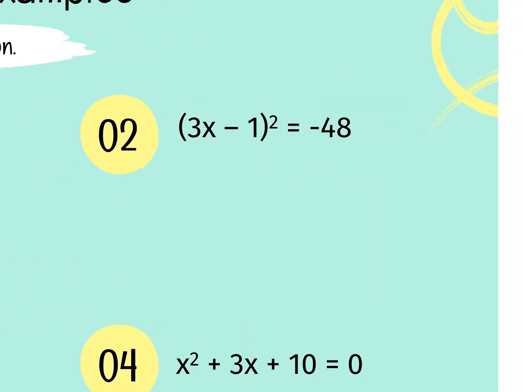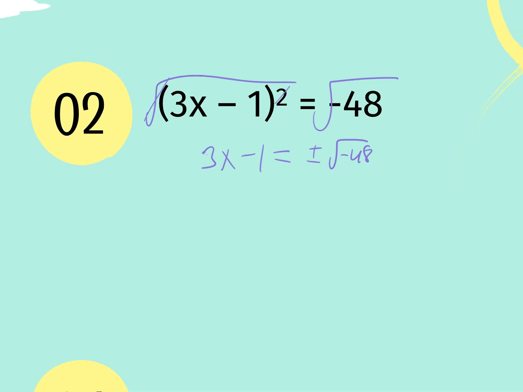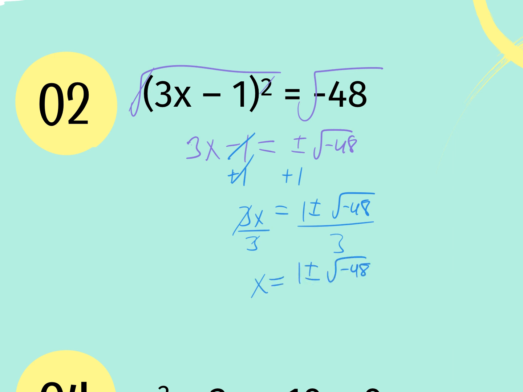Like I said, similar process. We want to get our squared term by itself. In this case, it is. So all we have to do now is just square root both sides. The square root and the square are going to cancel out, so we get 3x minus 1 equals plus or minus the square root of negative 48. And then you want to get the x by itself by adding 1 to both sides. So you get 3x equals 1 plus or minus the square root of negative 48. And then you want to divide your answer by 3. So then you get x equals 1 plus or minus the square root of negative 48 divided by 3.